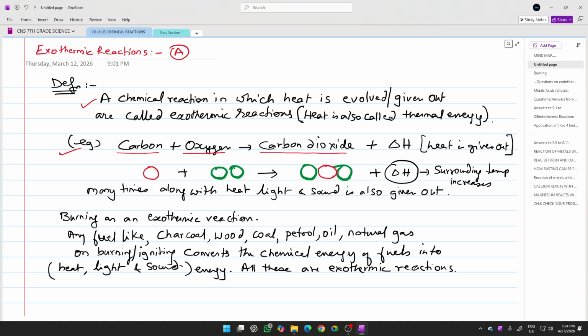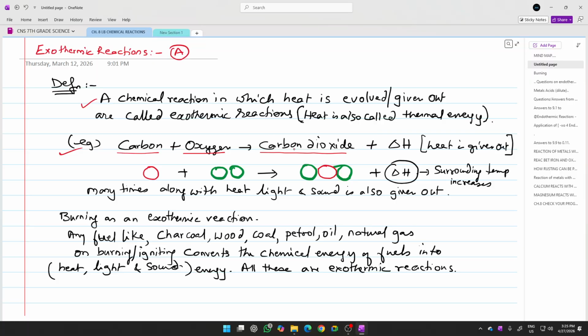So this red circle is nothing but the carbon atom, and these two green circles are nothing but two oxygen atoms. Basically, it is CO2. Carbon dioxide is CO2. The formula is CO2, but in your 7th grade, you're not supposed to learn the formulas. You can just write the equations in word form. This is known as writing a chemical equation in word form.